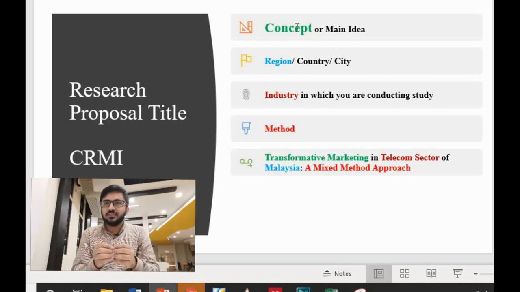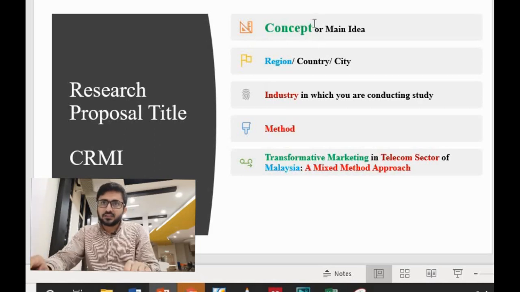For example, if you are studying finance, in finance you are studying fintech. If you are studying marketing, in marketing you are studying customer experience. If you are an HRM researcher and you are studying the employee reward system, then your main concept will be the employee reward system. The first thing your title must represent is the concept.